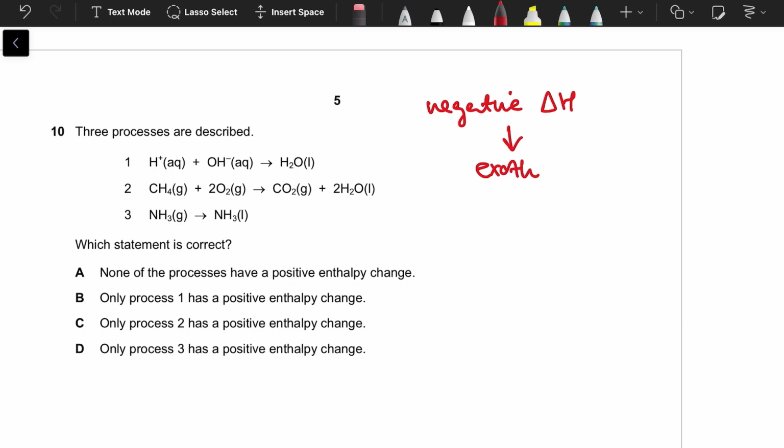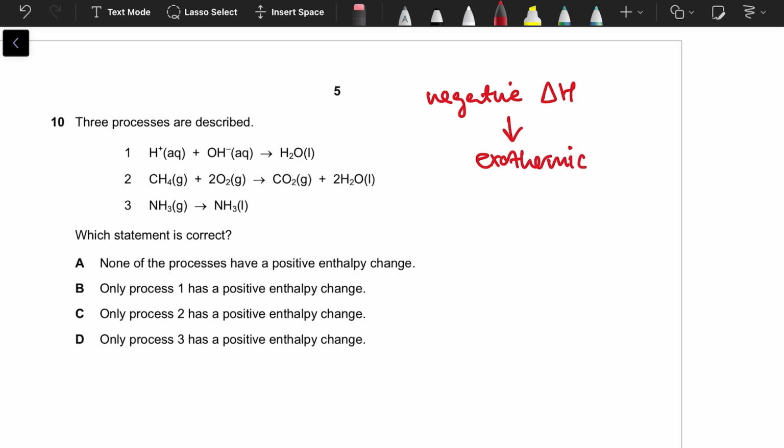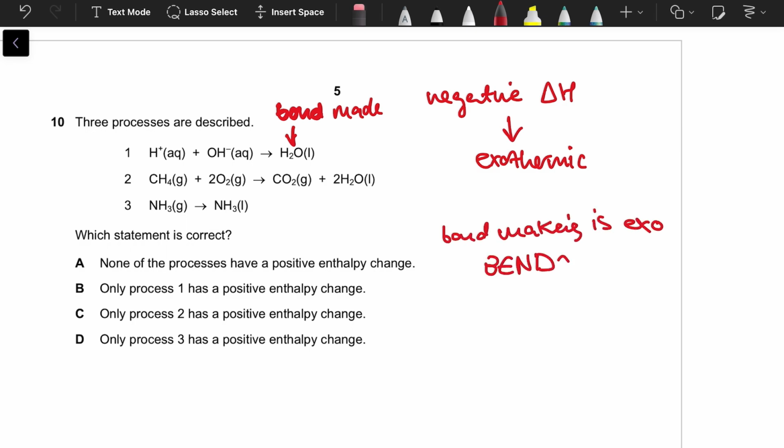In the first equation, hydrogen ions react with hydroxide ions to form water. So what is happening is a bond is being made. So bond making is exo. You may or may not have heard of this, but we use bendomax to remember that endo reactions are breaking of bonds, and exothermic reactions involve making bonds. And here a bond is being made, so it's definitely not B because it has a negative enthalpy change.